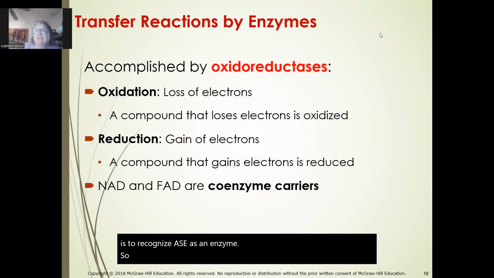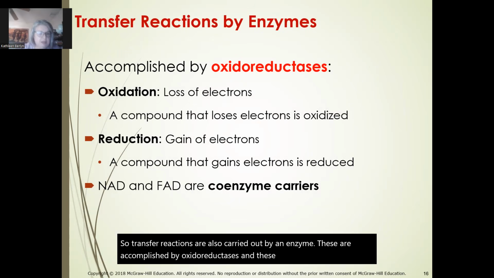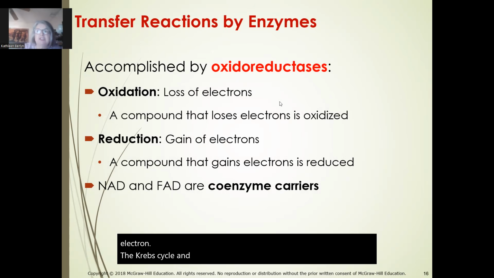So transfer reactions are also carried out by enzymes. These are accomplished by oxidoreductases, and these carry out these redox reactions. We're going to talk a lot about redox reactions as part of glycolysis, the Krebs cycle, and the electron transport chain, because this is a big part of how cells acquire their energy: through these redox reactions and this transferring of electrons and hydrogens.